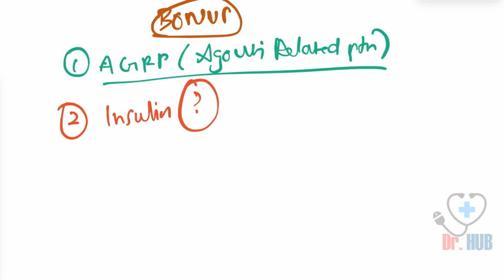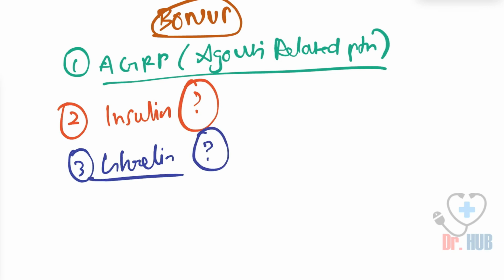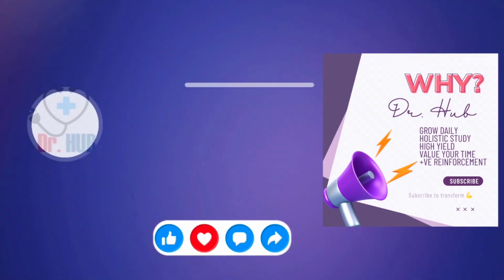The second question is, insulin. What is this associated with? Third question is, ghrelin. Ghrelin is associated with what, increased or decreased appetite? So you can answer these questions in the comments.